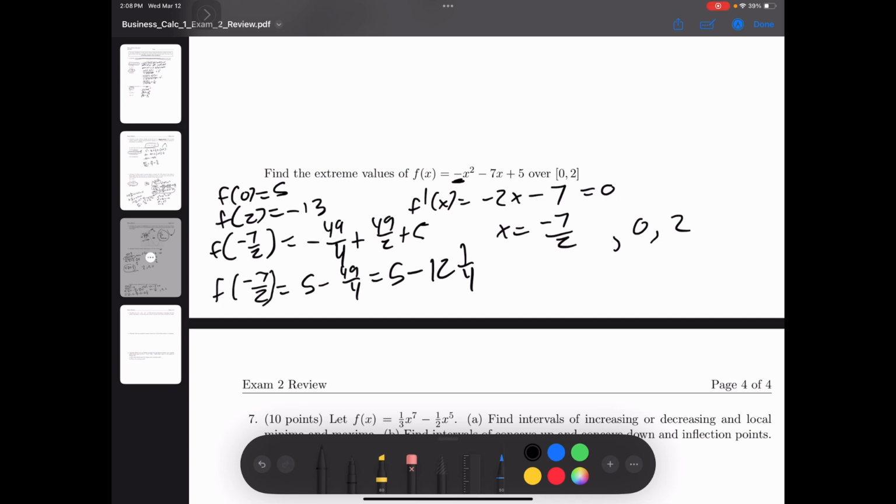And so what we see in this case is 5 minus 12 and 1/4 is not going to be smaller than negative 13, and it's certainly not going to be bigger than 5, which means our extreme value doesn't end up being anywhere over this interval of this function. So when we took the derivative and set it equal to 0, this value is not a global max or min. Here we have this as the max and this as the min.